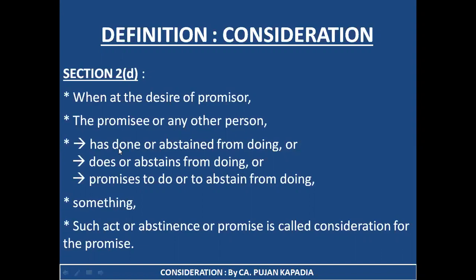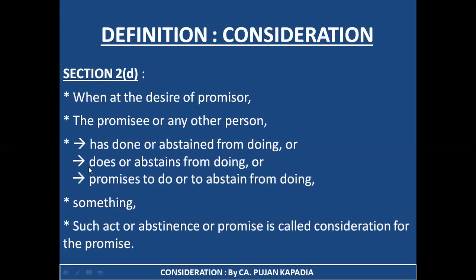Now there are three activities which are written over here. First is has done or abstained from doing. I hope you know the meaning of these words. Fine. Has done means something has been done, and abstained from doing means something has not been done. This is basically the past tense. Please focus on the words. It is has done or abstained from doing. Or second is it does or abstains from doing. This is representing the present tense. And the third is promises to do or to abstain from doing. This is your future tense.